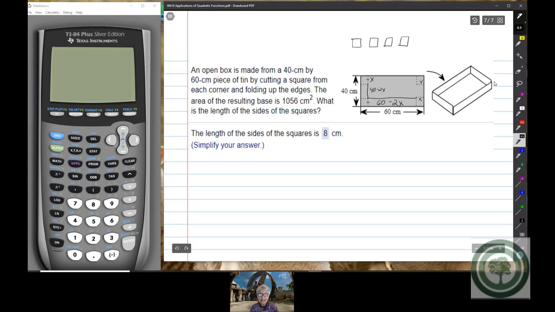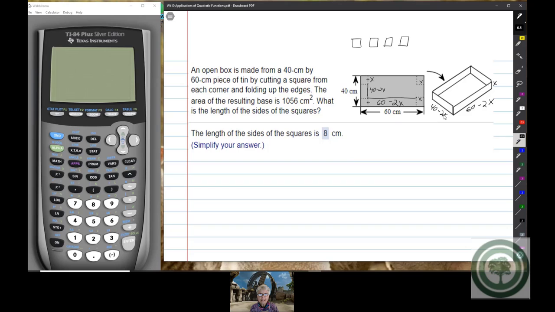So we'll have X by 60 minus 2X by 40 minus 2X.